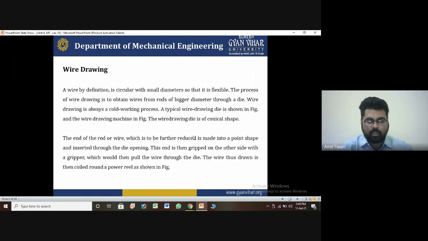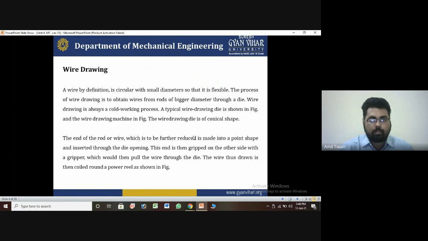This is a very common technique used nowadays. It is very popular for making wire and for reducing the diameter of a particular pipe. That is why it is very useful. We apply tensile forces, equal and opposite on both sides, and the material is converted into a wire of very small, fine shape. So this type of technique is generally adopted for making this kind of drawing.